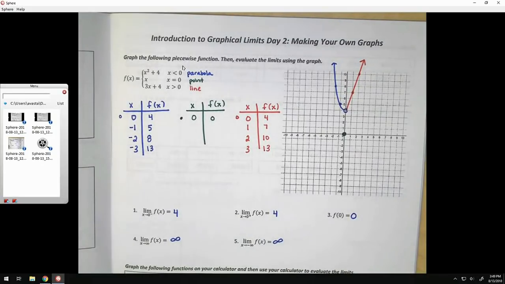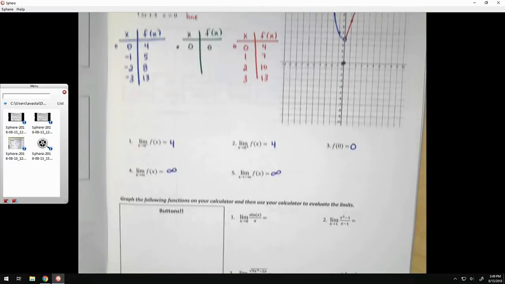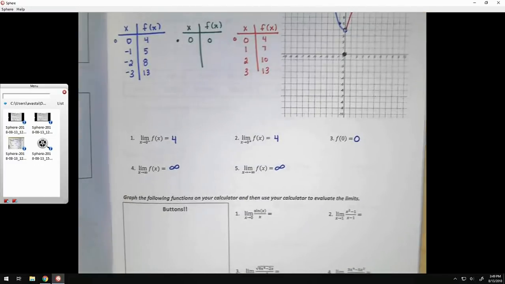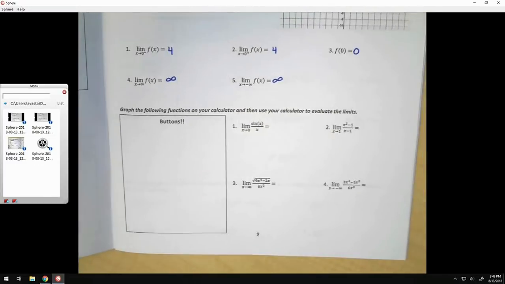Now that's what we do if we don't have a graph and we are going to make our own. But one of the other things that we need to know how to do is how to graph functions on our calculator and then use that graph to evaluate the limits. So as we're doing this, I would like for you guys to write down important buttons that you think you need to know where they are, just so that you're aware.